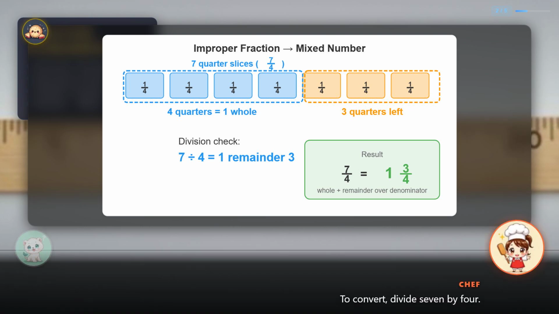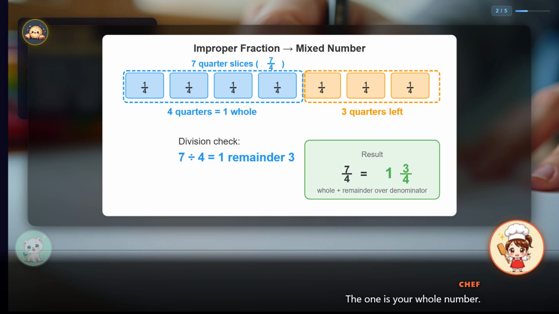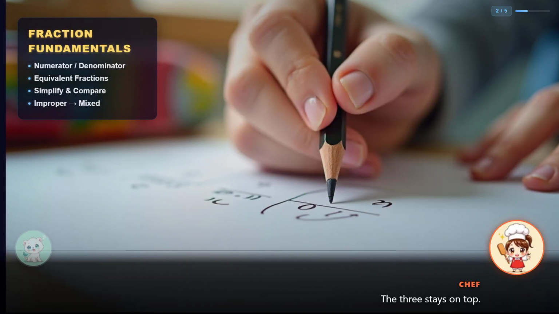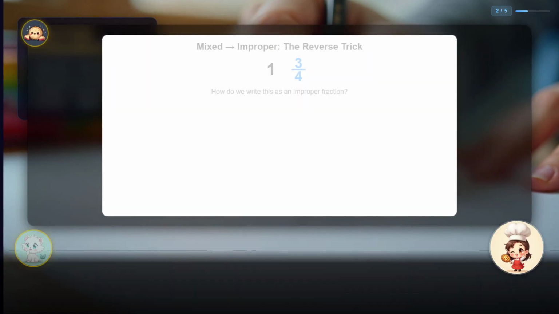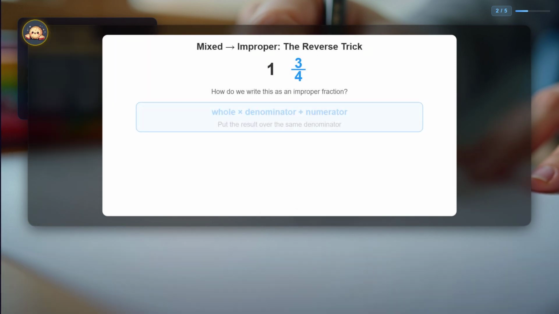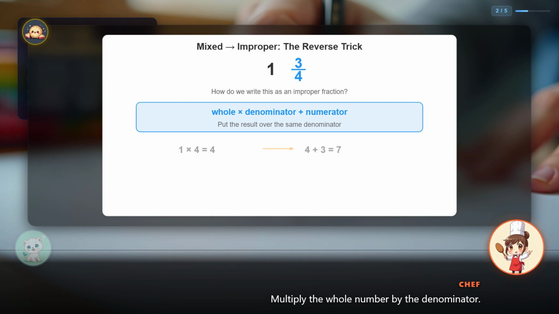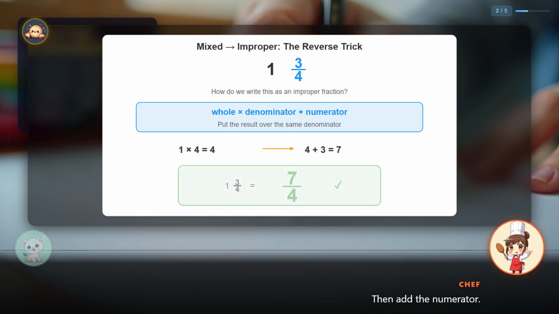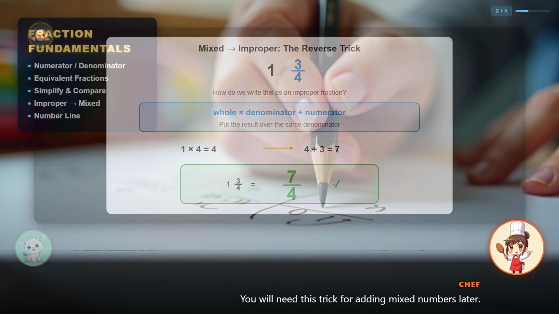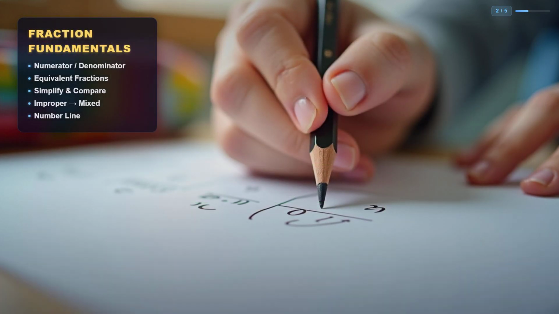To convert, divide 7 by 4. You get 1 remainder 3. The 1 is your whole number. The 3 stays on top. And to go back the other way, multiply the whole number by the denominator, then add the numerator. 1 times 4 is 4, plus 3 is 7. 7 quarters. You will need this trick for adding mixed numbers later.